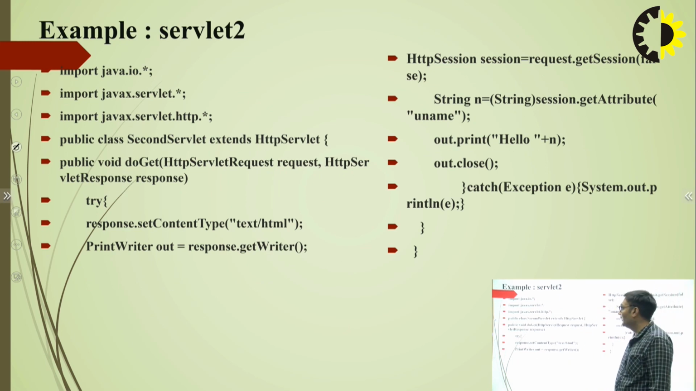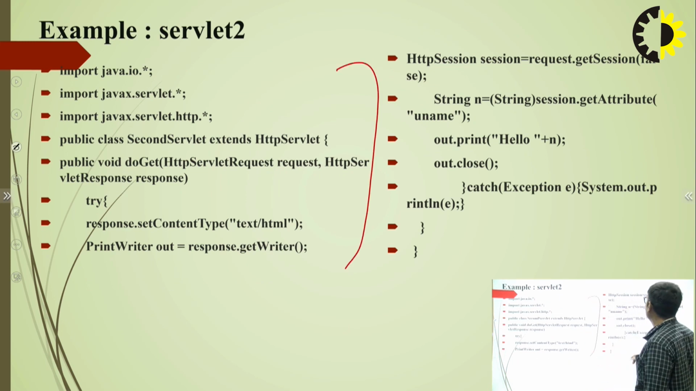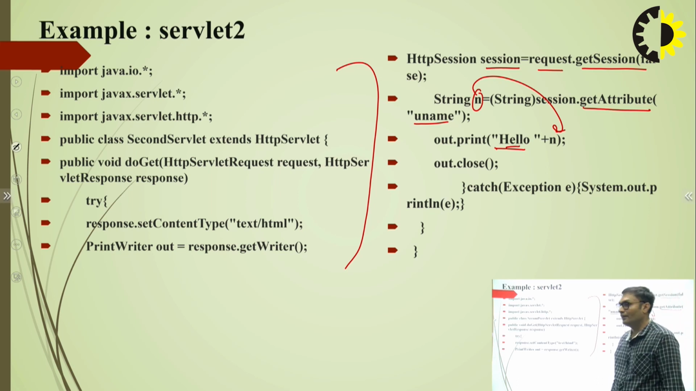Now what SecondServlet does, the program is the same. For the HttpSession, we will create it with the object of request.getSession(false). We can pass the argument, then we will take the string n, and we will fetch the attribute of the session with getAttribute with the particular name, and then we will print this value of n here with some string that we want to add. In this way we can fetch the value of the session. So in this way we can track the session.